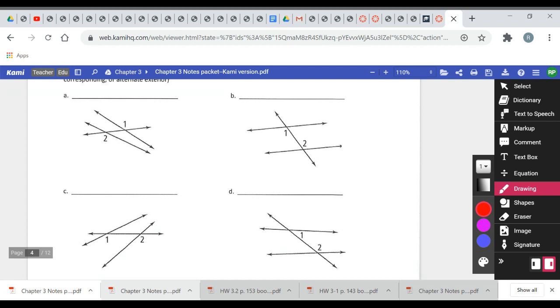Okay. So hopefully you just tried A, B, C, and D. And in this case, angle 1 and angle 2, they are both outside their respective two lines. They're on different sides of the transversal. So you should have had alternate exterior angles. All right, these two are both inside their respective two lines, both different sides of the transversal. So these are alternate interior.